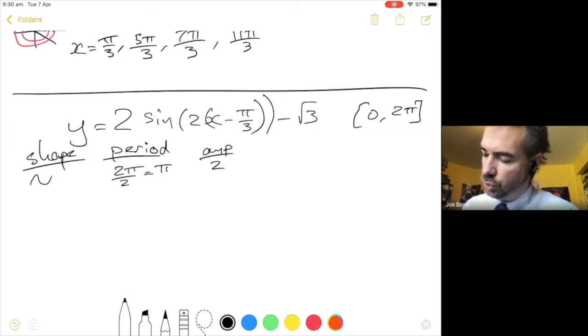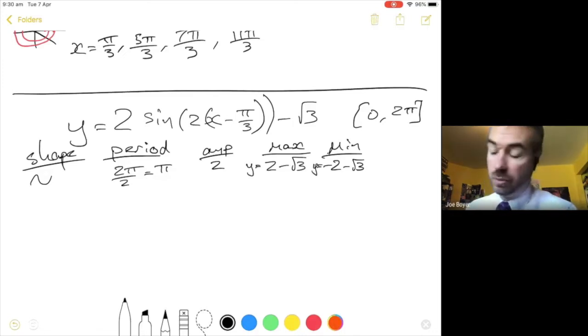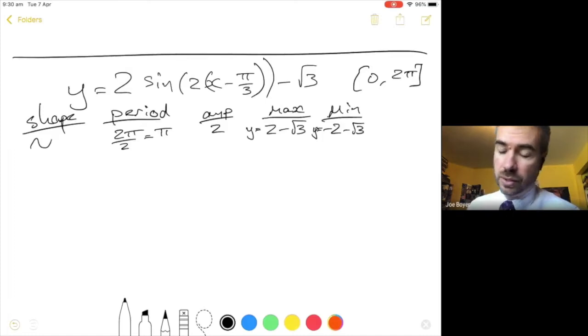Our amplitude is 2. Thus, our maximum is going to be 2 minus √3, and our minimum is going to be negative 2 minus root 3. Those are both y values. It's good to at least label those as y values. I should have done that in the first place, to say these are the y values that are the maximum and the minimum, so that later on we can put up where our x values, x maximum and minima are.